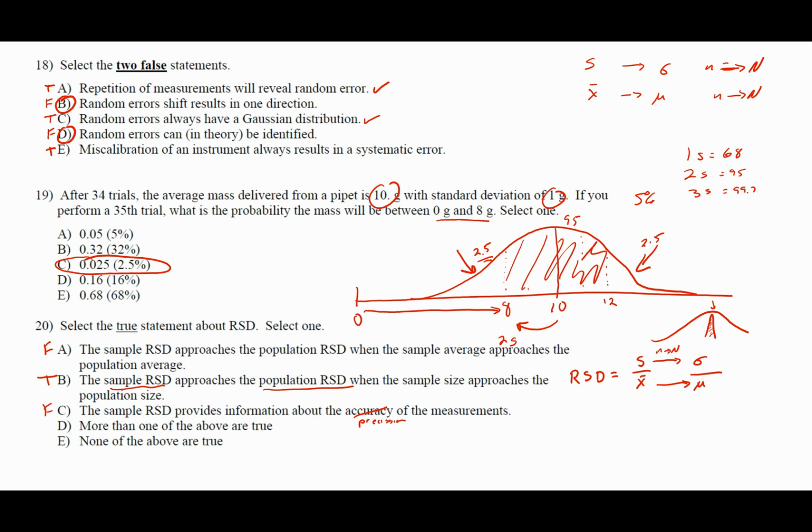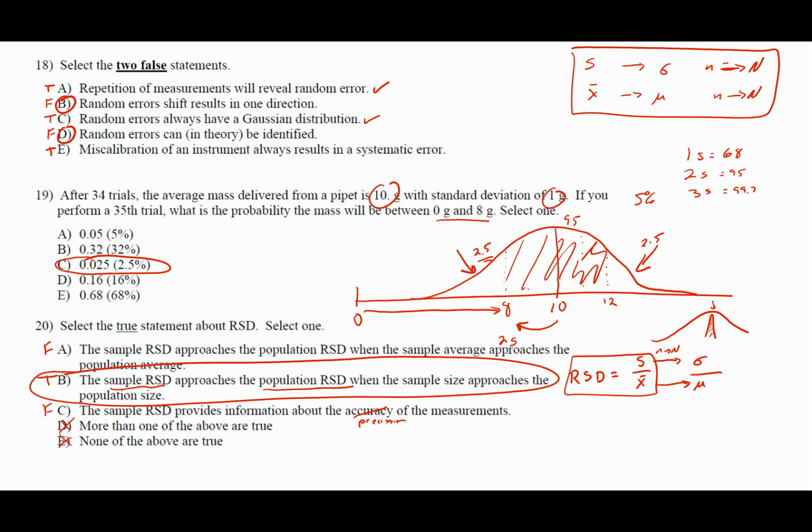So you had to reach back and put together two different things. One, that you know this, and two, that you knew this relationship. Once you have those two in your mind, you can clearly see B is true. More than one is true, no, and none are true is not correct. So B is the correct answer to number 20.